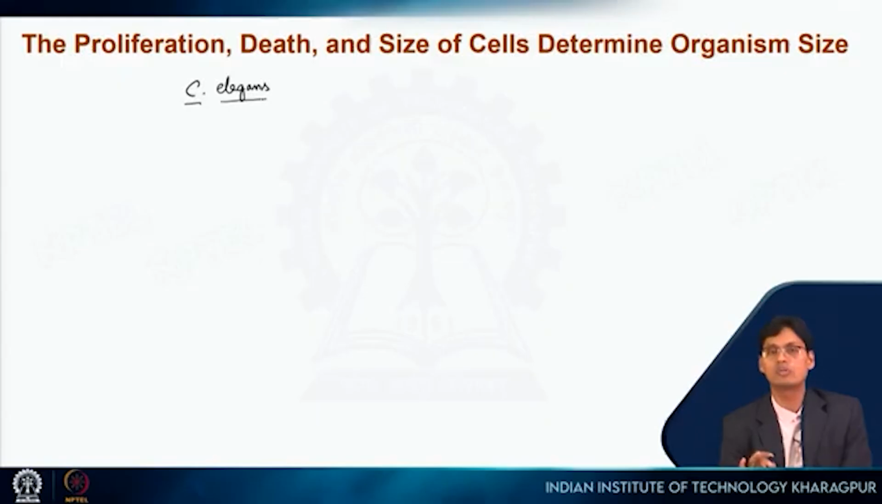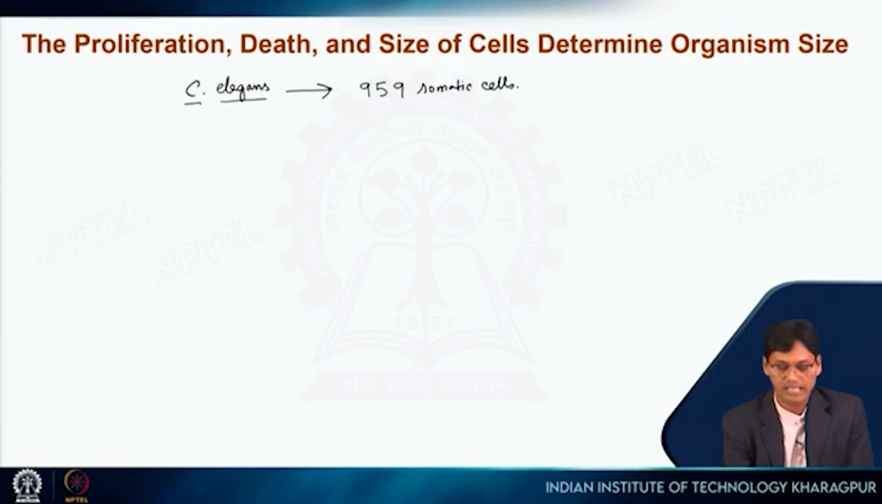We know a lot about C. elegans, and it is known that C. elegans has 959 somatic cells. 959 somatic cells. It's so precise, so fixed. The number is so fixed. 959 somatic cells. That means germ cells are not included here, just the body cells.